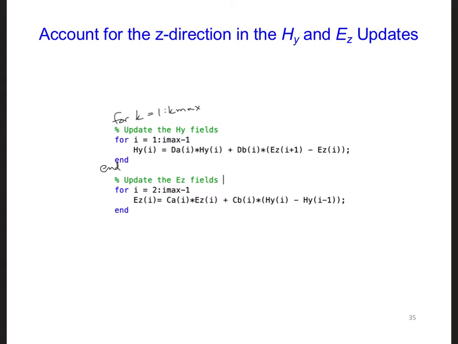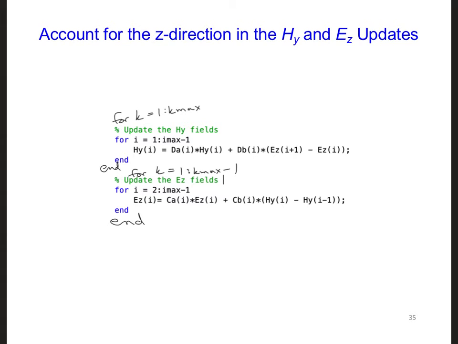All of the EZs along the Z direction can also be updated using regular updates. So we can write for k equal 1 to k max minus 1 here around the EZ updates, and then another end at the end. Lastly, for the HY and EZ updates, we need to add a second dimension to the HY and EZ components, since they are two-dimensional now.